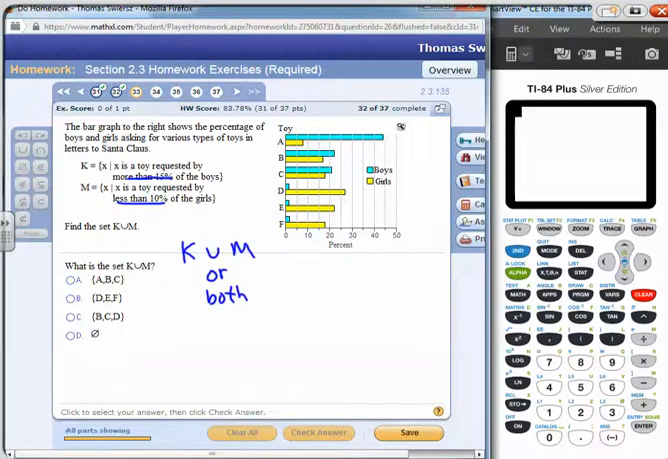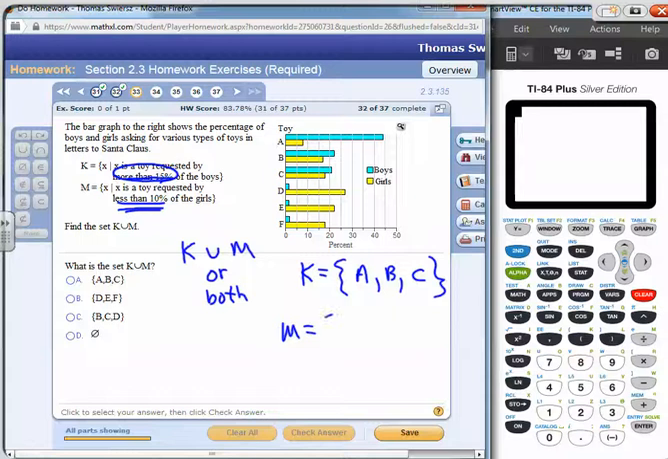So what we're going to do is go through all the ones that are in set K. K is more than 15% of the boys. So set K is going to be toy A definitely, toy B is more than 15%, and toy C is again past 20. So A, B, and C are the toys that are requested by more than 15% of the boys.